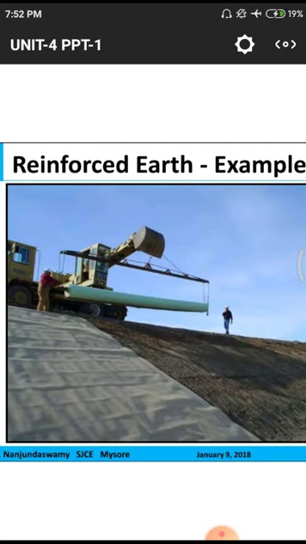Today's class we discuss some of the pictures which represent this reinforcing earth. That means the total procedure of how they do this reinforcing of earth by using different pneumatic methods. In the previous class we discussed all these different things, how they do this reinforcing earth.